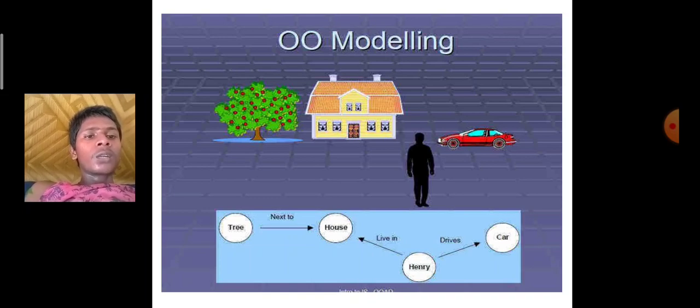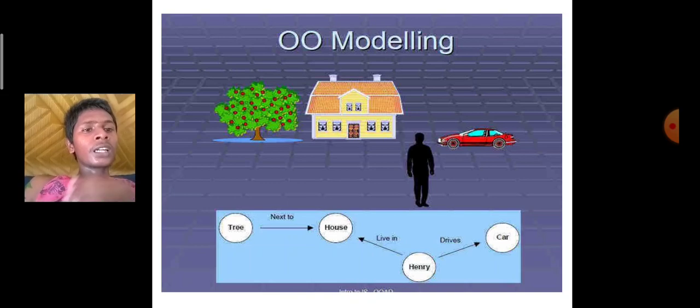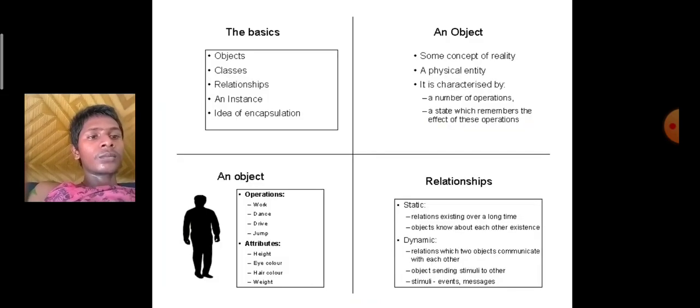Object oriented modeling. In this picture, we see a tree next to a house. Henry lives in the house and Henry drives a car. This picture explains all about the scene and its information.